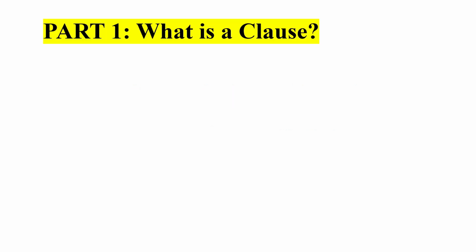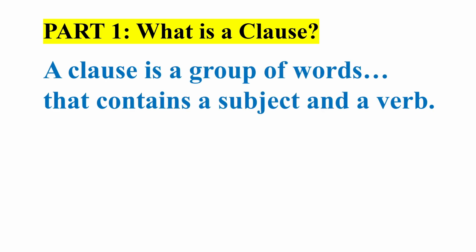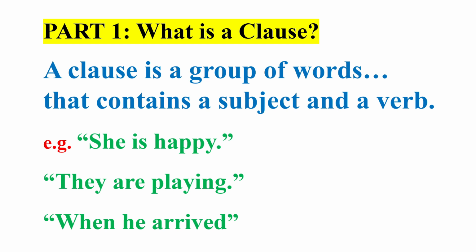So what is a clause? A clause is a group of words that contains a subject and a verb. Because of this, a clause can sometimes be a complete sentence or just part of a sentence. Let's look at some examples. She is happy. They are playing. When he arrived. All of these have a subject and a verb. So yes, they are clauses. But remember everyone, not all clauses express a complete idea.